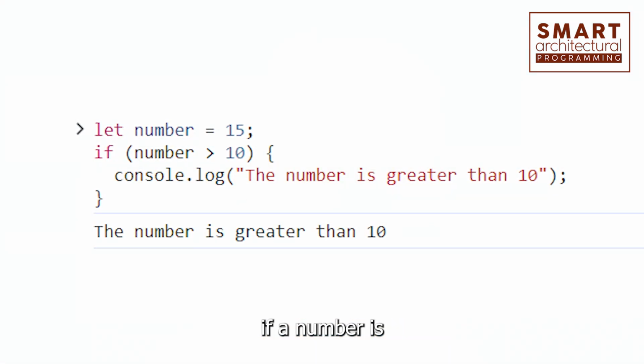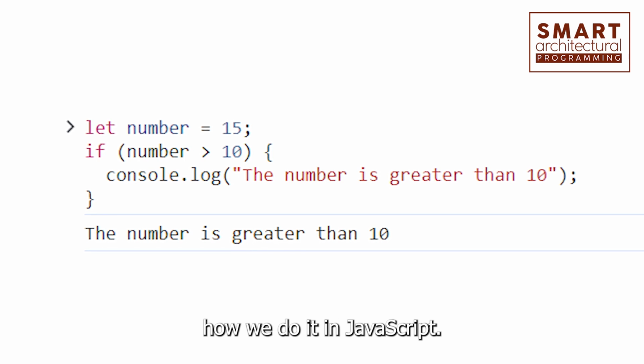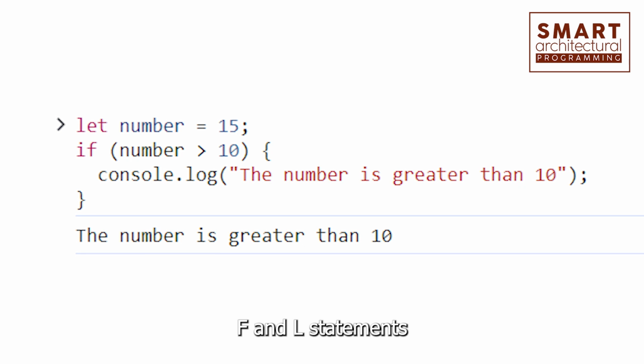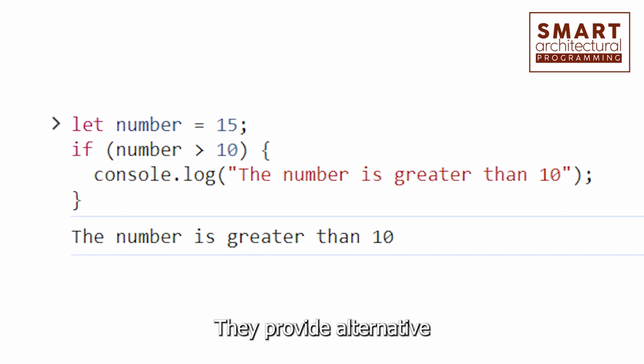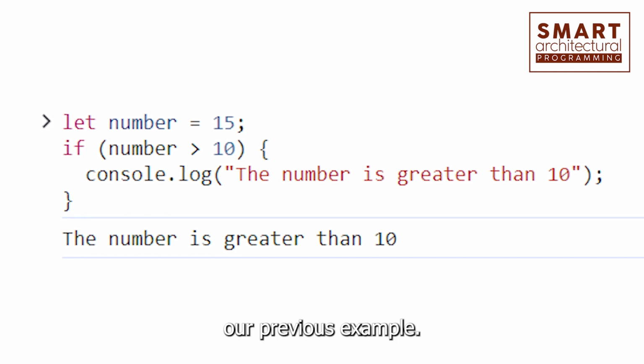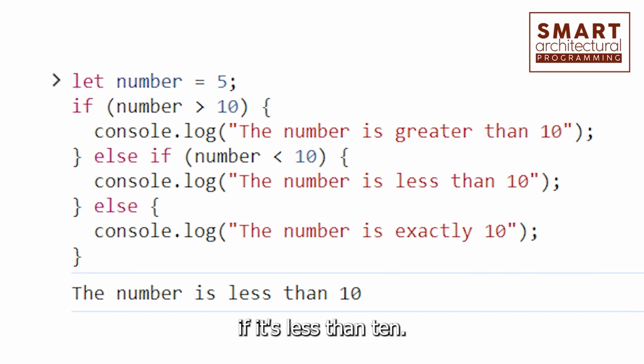Suppose we want to check if a number is greater than 10. Here's how we do it in JavaScript. But what if the condition isn't met? That's where else if and else statements come into play. They provide alternative paths for our code execution. Let's enhance our previous example. If the number is not greater than 10, we'll check if it's less than 10.